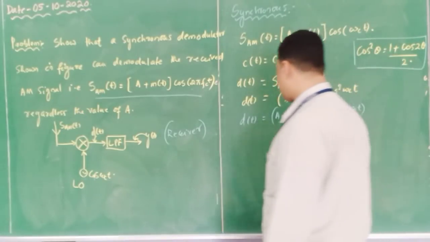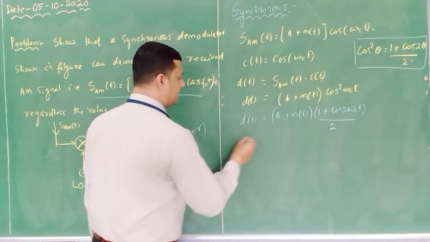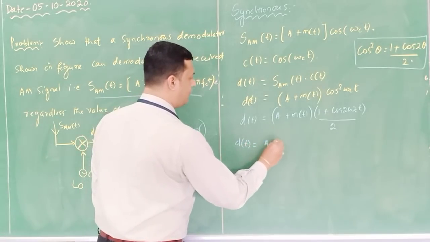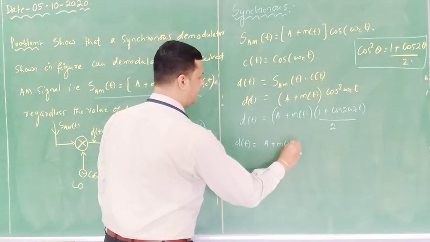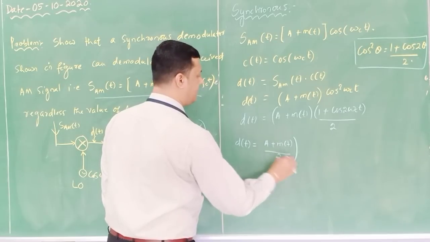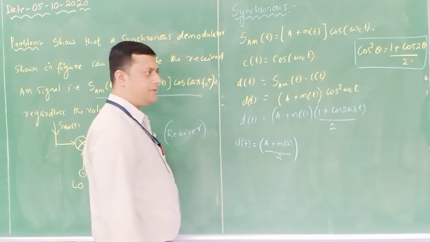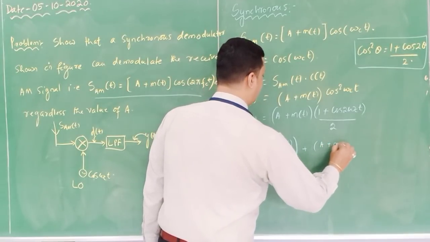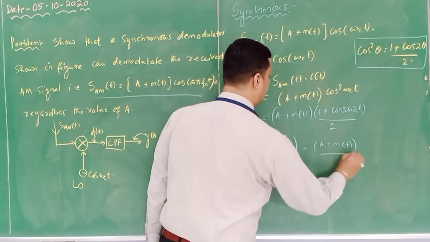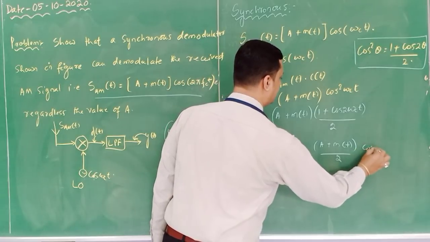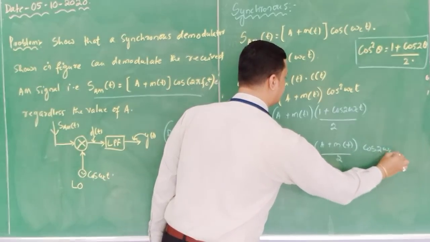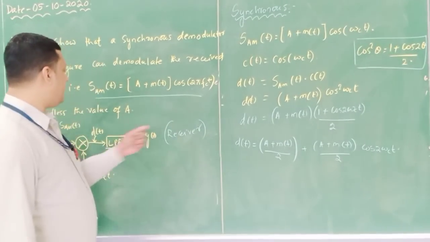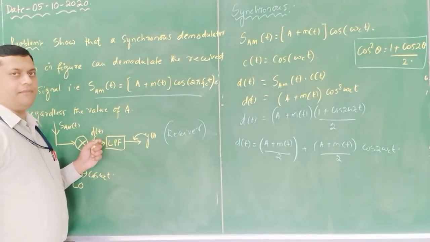Then you need to expand this relation, that is d of t. On expansion you will get A plus m of t divided by 2. This is the first component because 1 is there. And the second, A plus m of t, whole divided by 2, cos 2 omega ct. Now this d of t is available at the output of the mixer.